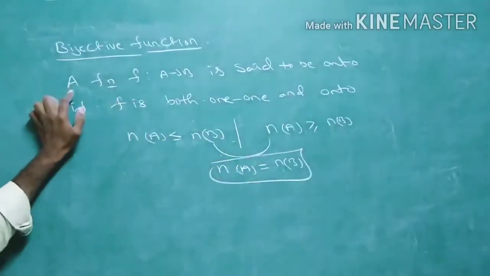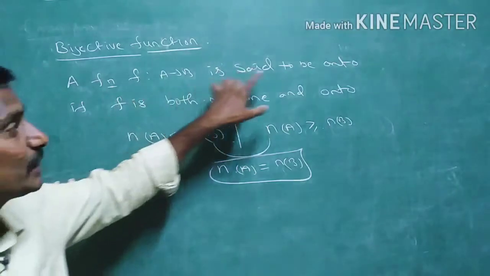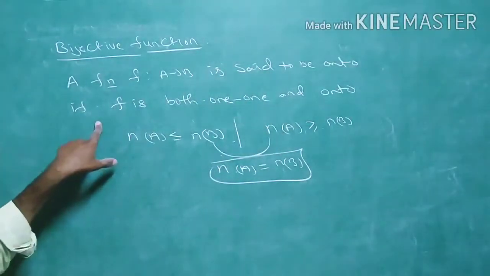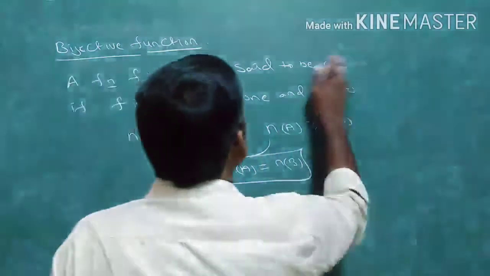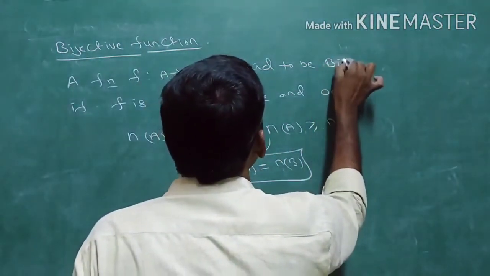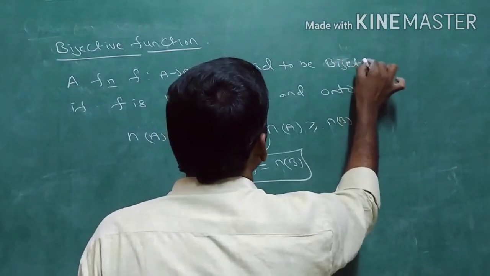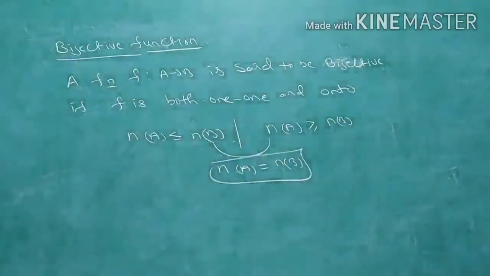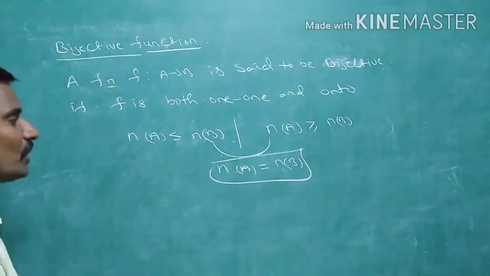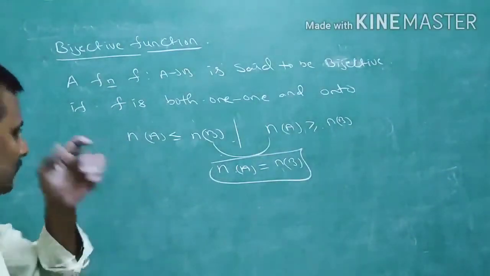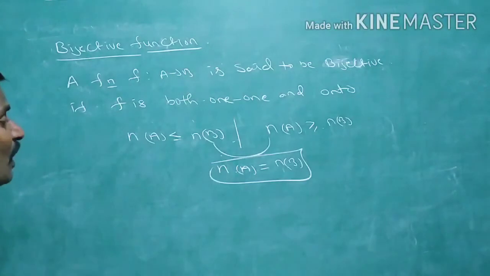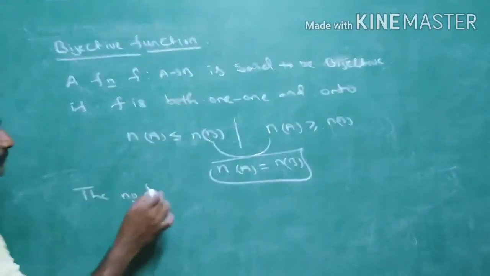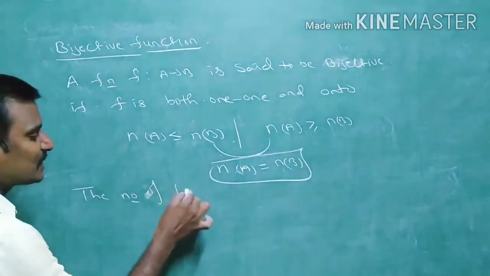Once again, I repeat the definition. A function f from A to B is said to be bijective if f is both one-one and onto. So that is a bijective function. The number of bijective functions formula.